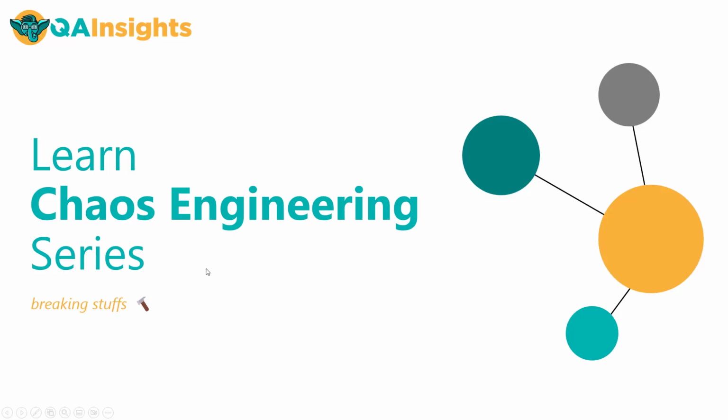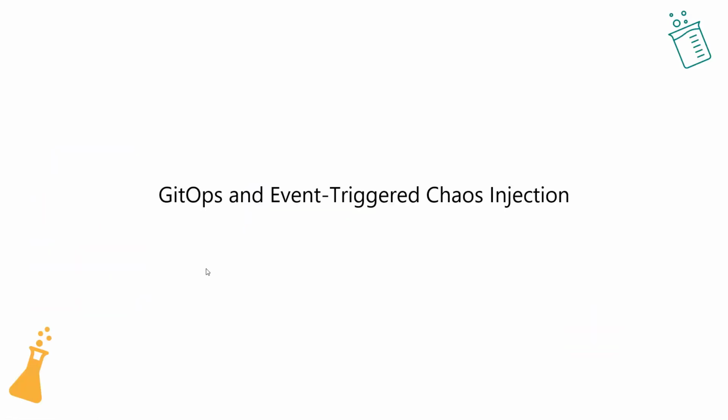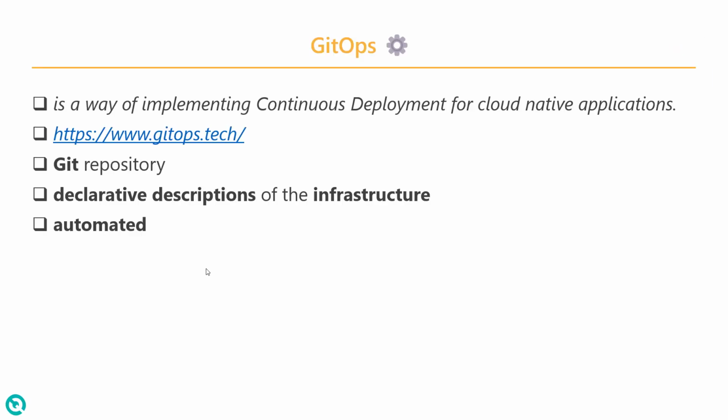Welcome to Learn Chaos Engineering series. In this episode, we are going to talk about GitOps and event-triggered chaos injection. In the last video, we saw resiliency score, and I promised we will see the probes in Litmus Chaos. Before that, let us cover the GitOps and event-triggered, and then we can see about the probes in Litmus Chaos.